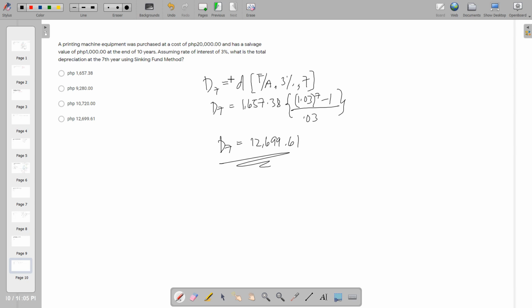Okay, so I think we are done with the examples regarding the straight line method and the sinking fund method. So with this, I hope you try exercises for the method, and next meeting we will discuss the other methods aside from the two methods that was discussed today. So thank you for listening and have a good day.